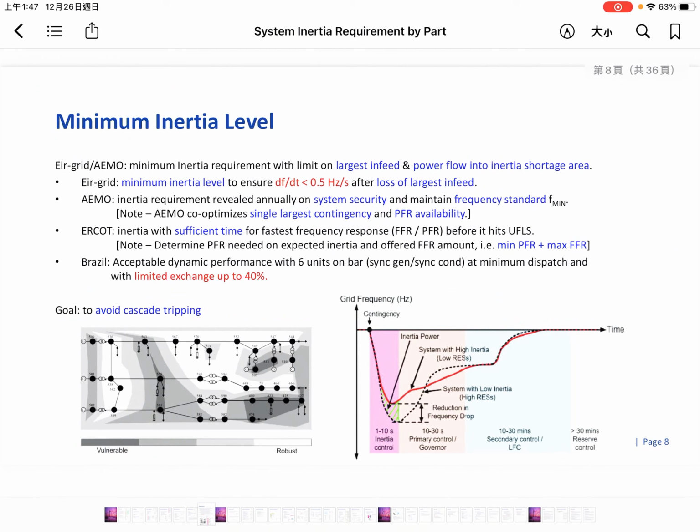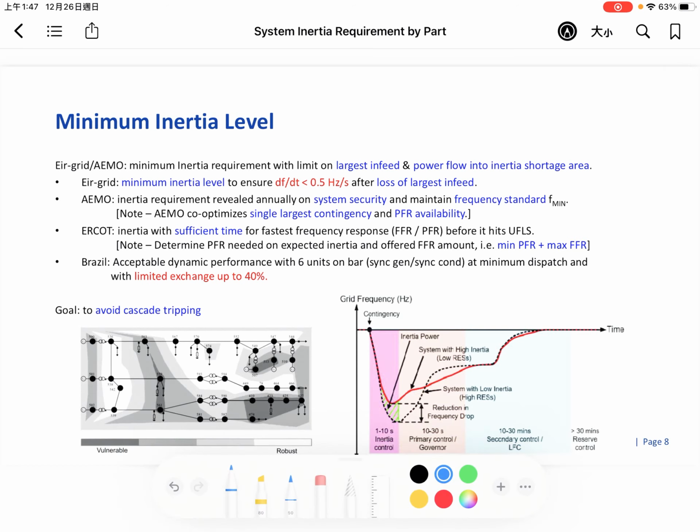And this is the last page on part 1. E-grid or AEMO provide some kind of minimum inertia level. Just as a recap, we have talked about what is inertia, what are the types of frequency response that we can provide, and how to measure it. And now we tell you about the minimum inertia level that you need to cap.